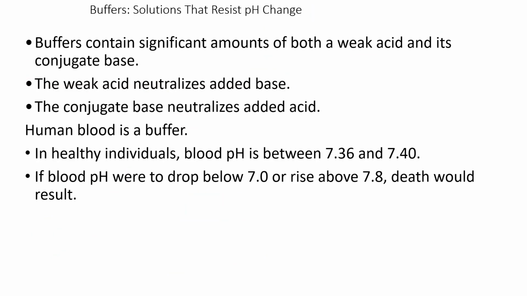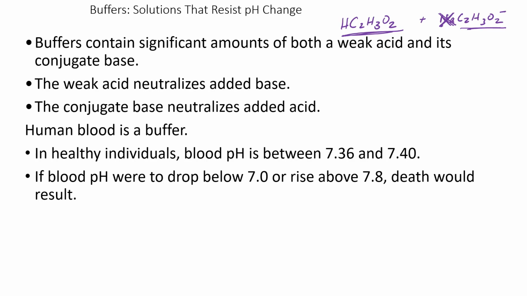All right, so buffers, solutions that resist pH change. Buffers contain significant amounts of both a weak acid and its conjugate base. So we have some weak acid like acetic acid, and we put in there with it sodium acetate. So that's its conjugate base, because sodium acetate dissolves completely. The sodium ion is a spectator ion, and we have this in solution. So this is the conjugate base of this acid.